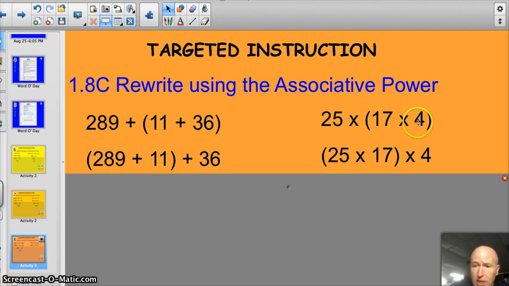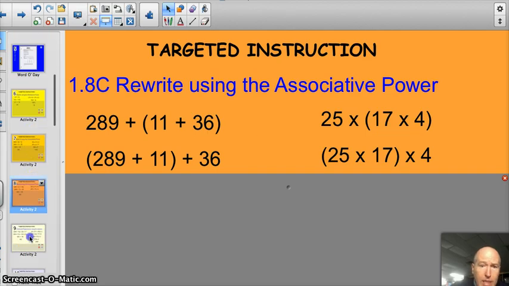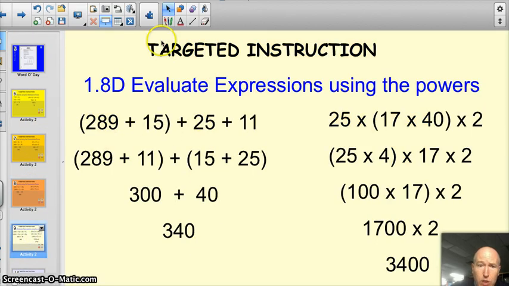25 times 17 times 4. I can move it to 25 times 17. Notice the order has not changed. The associative property doesn't allow us to move the order, but when the operations, multiplication and addition, are a number of those all in one line and they're all the same operation, it allows me to select different groups in order to complete my problem. All right, 1.8d is evaluating the expressions using them.